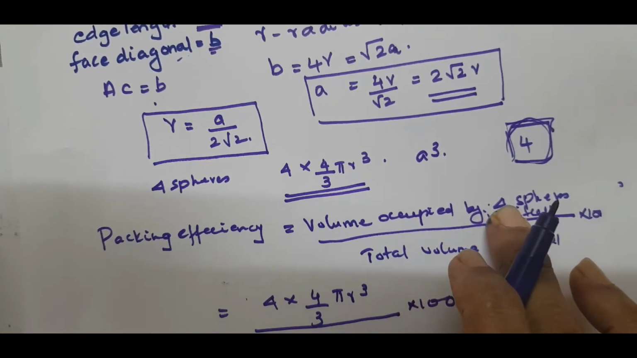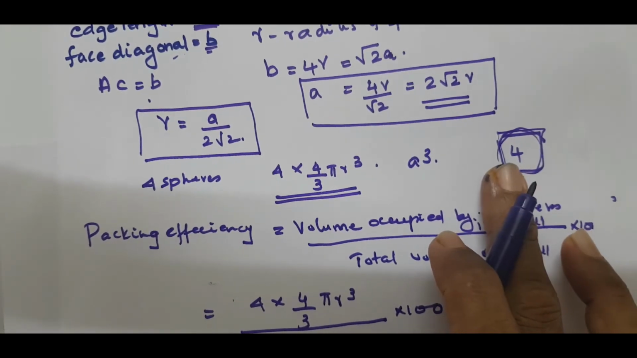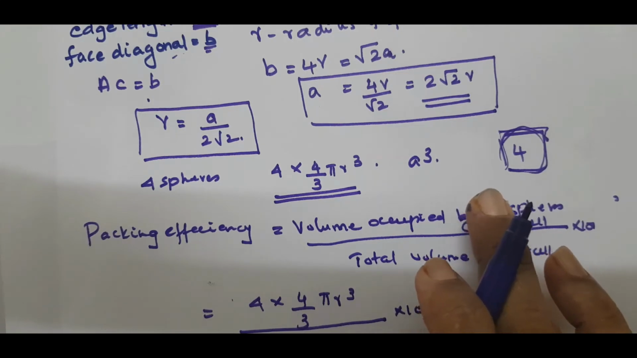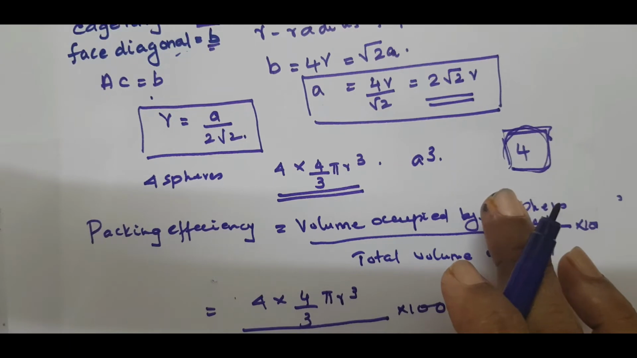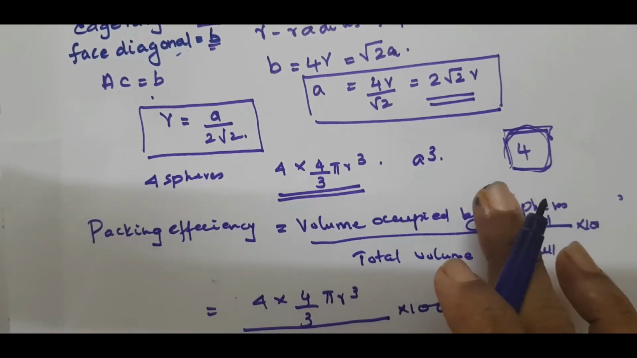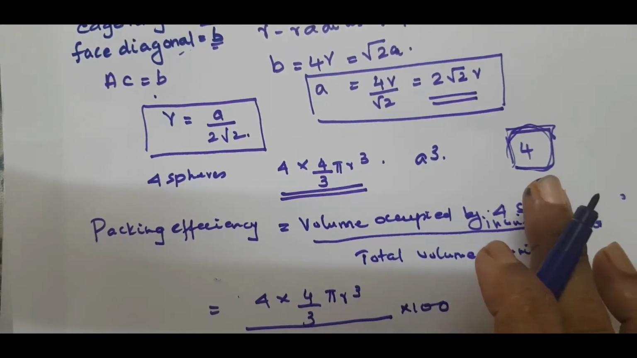Here it is 4 spheres. Why? Because the CCP comes under the FCC lattice. So in FCC, there are 4 spheres. Face-centered cubic lattice: 8 atoms at the corners and 6 atoms at the faces. So 1/8 into 8, plus 1/2 into 6, that is 3, so 1 plus 3, that is 4.